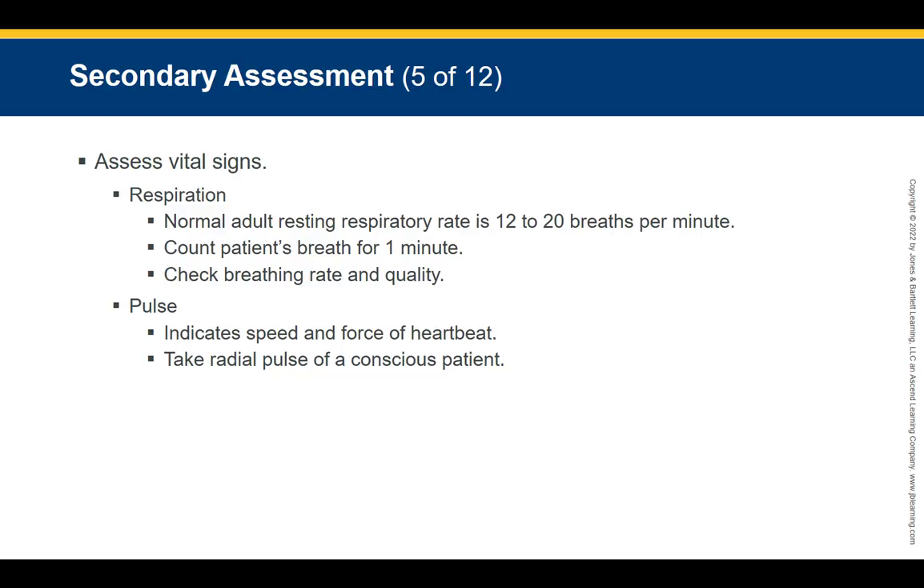You need to know the rate of the breathing. Is it easy? Is it hard? Is it labored? Right? Is it equal? The pulse. The pulse rate is between 60 and 100 for an adult. Right? Is it fast? Is it slow? Is it easy to feel? Strong? Is it weak? Hard to feel?